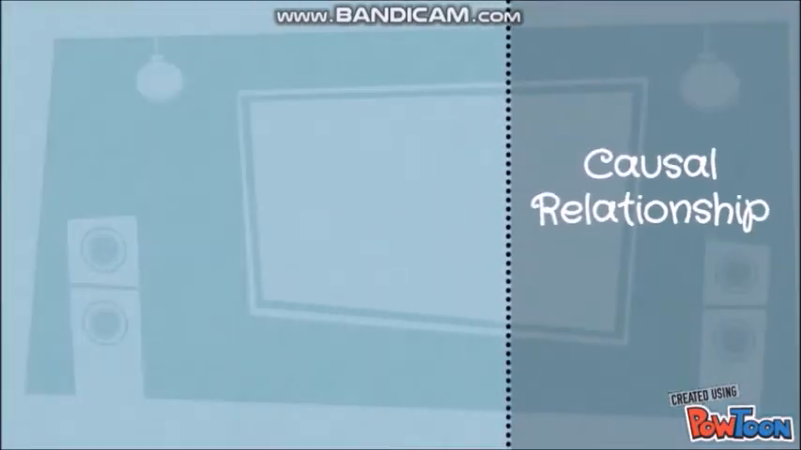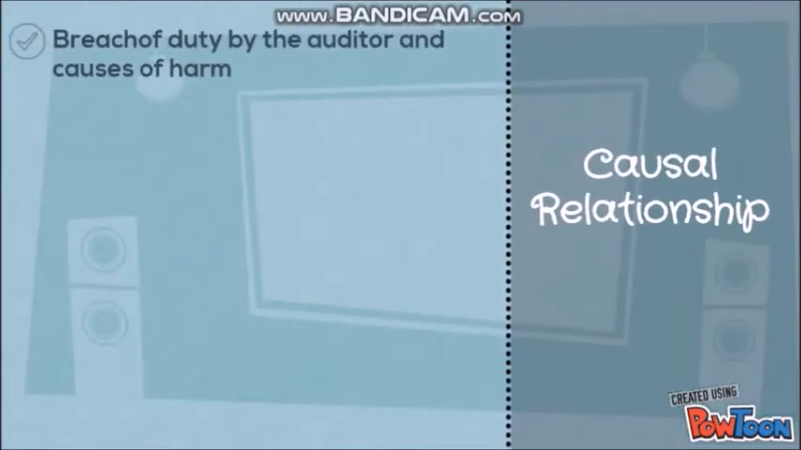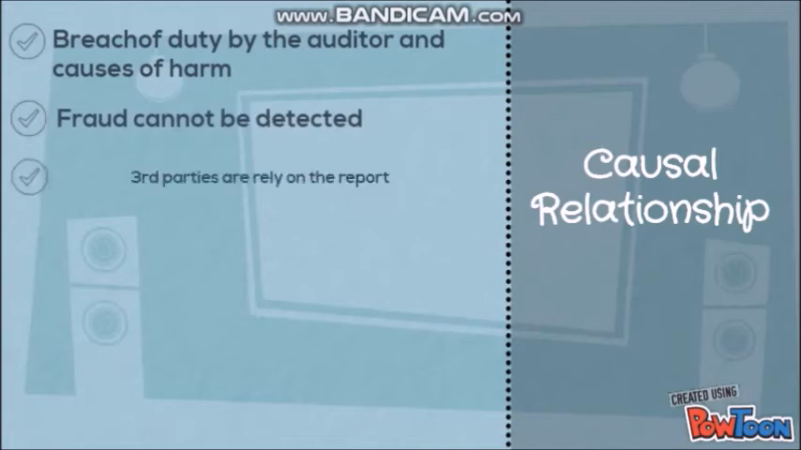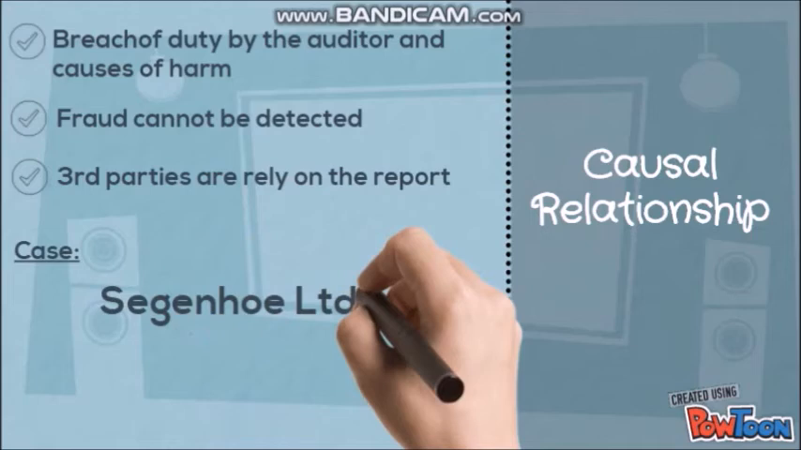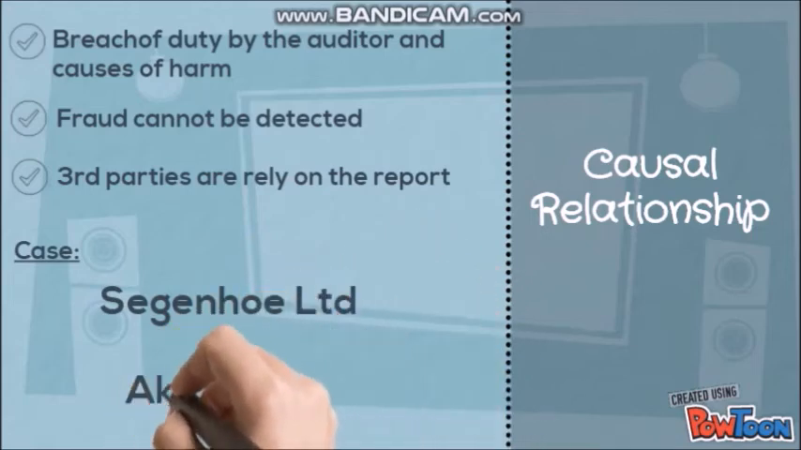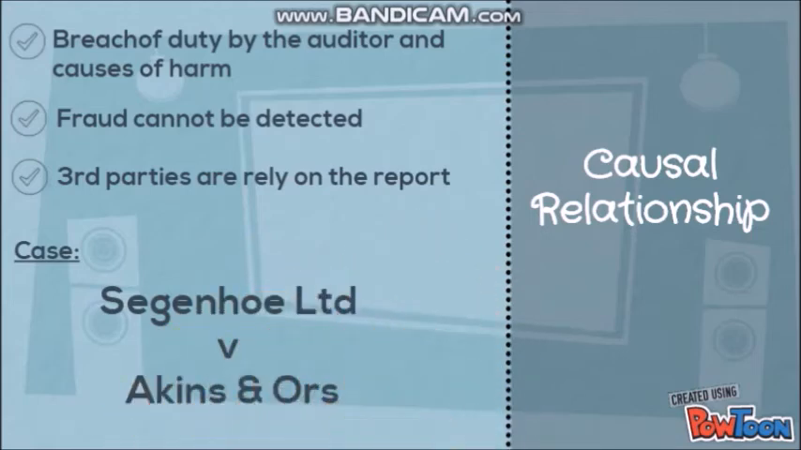Next is causal relationship. A causal relationship exists between breach of duty by the auditor and causes of harm, thus companies suffer losses because of the auditor. The connection between the auditor's failure to detect a fraud and the plaintiff's loss arising from the fraud. One factor is that the third-party plaintiff intended to rely on the audited financial statement as a main document in making the investment decision. Example case.